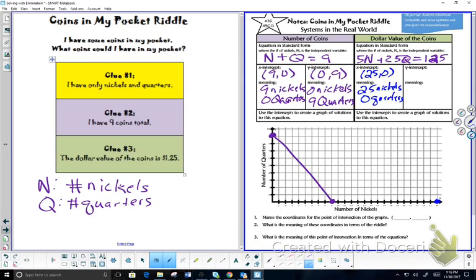Using the hand again, I got 25Q equals 125. So Q equals 5. Got to remember this is a y-intercept, so I'm going to put 0, 5. What does it mean? 5 quarters and 0 nickels.